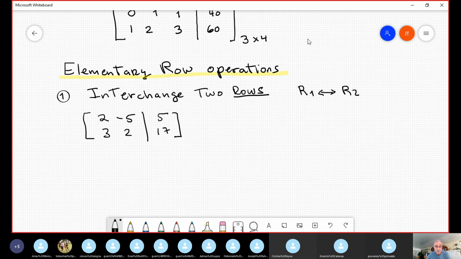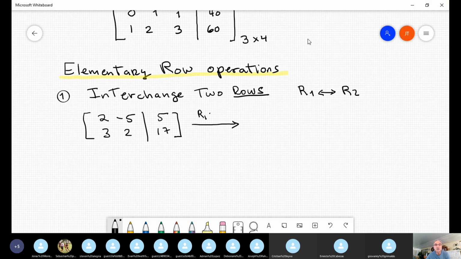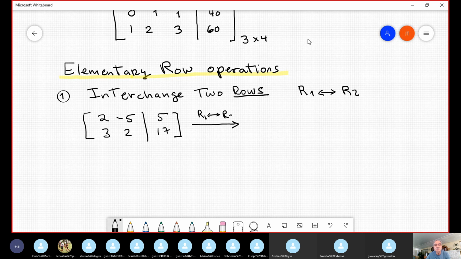I want to perform in this direction this row operation: row 1 interchange row 2. Well, I copy 3, 2, 17. Remember the bar that separates the right-hand side and the left-hand side. 2, -5, and 5. Maybe you ask, well, professor, but what is the application of this? You will see in your moment, I promise.